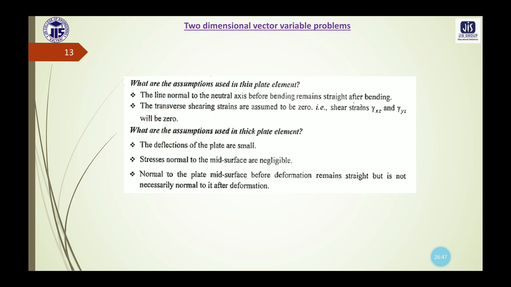And one more assumption was there, that is the normal stress in thickness direction is neglected. There were actually three different assumptions for this thin plate theory. Next, what are the assumptions used in case of thick plate element? So in the first lecture we have discussed this assumption in case of this Reissner-Mindlin theory, which is applicable for the thick plate element.